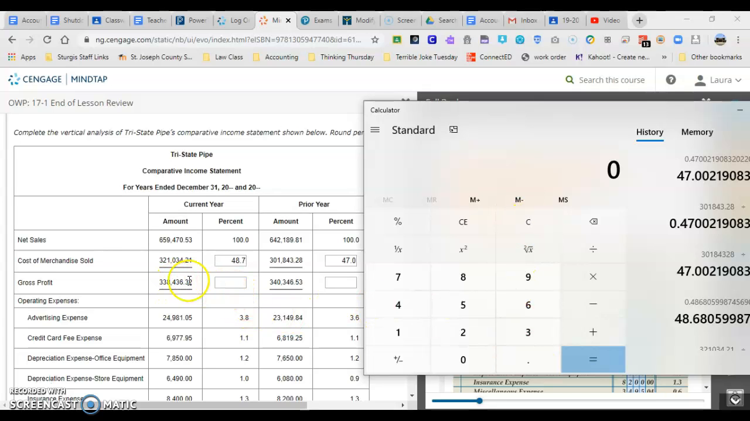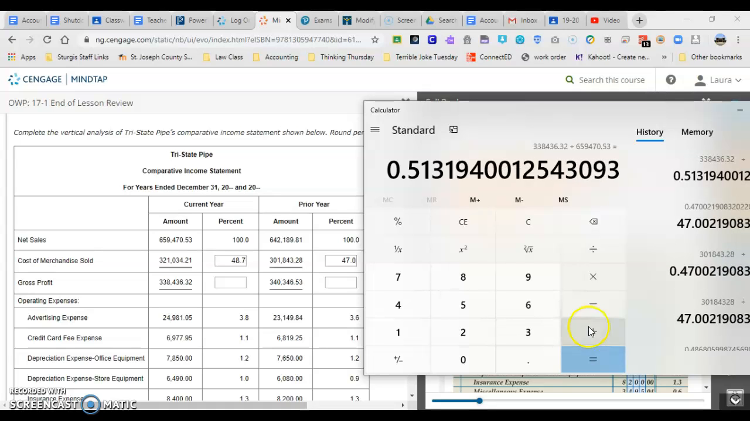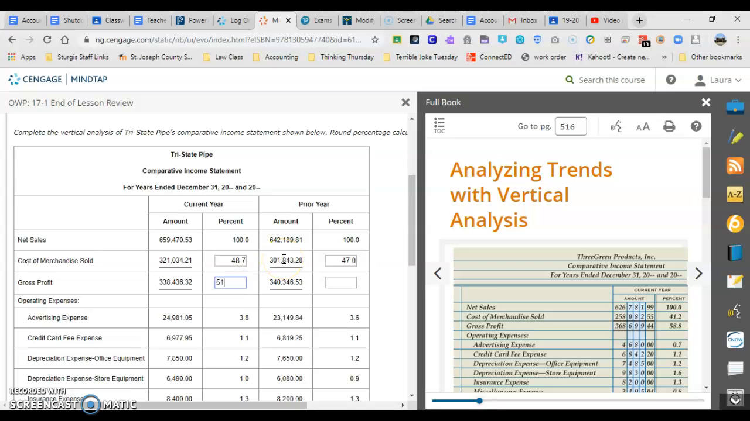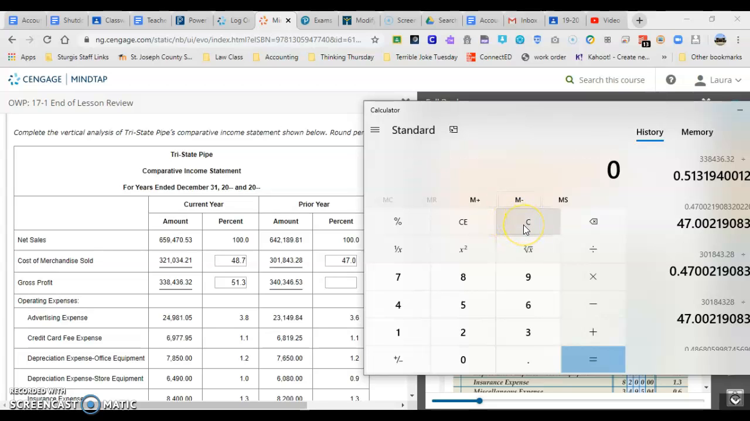Gross profit means how much we made on the item before other operating expenses. We're going to calculate that the same way. We take 436.32 divided by, again, our net sales, and that is 51.3. Now we do this over here the same way.